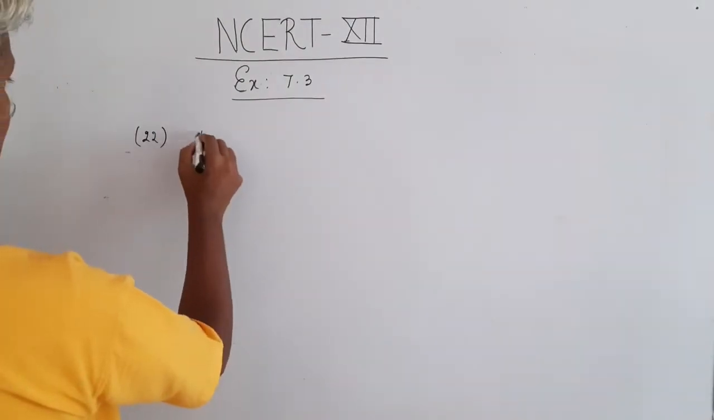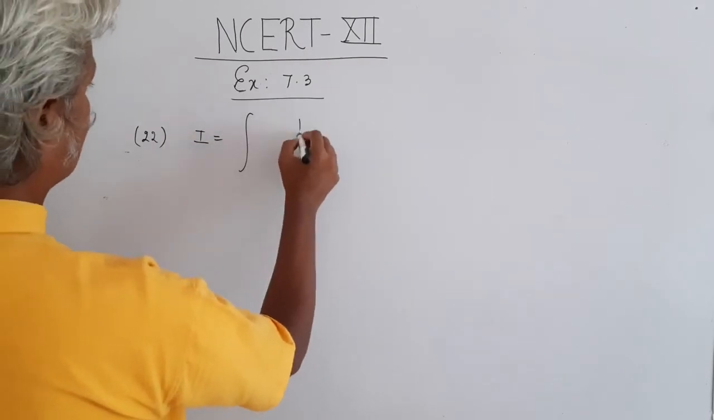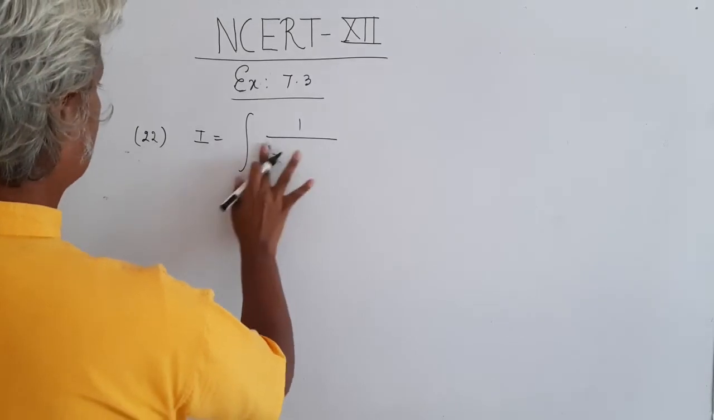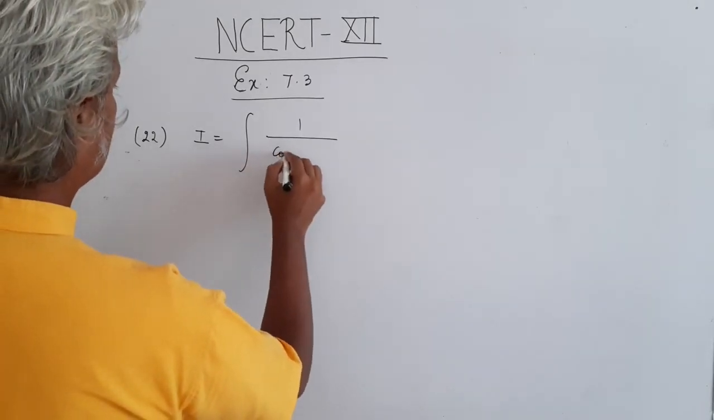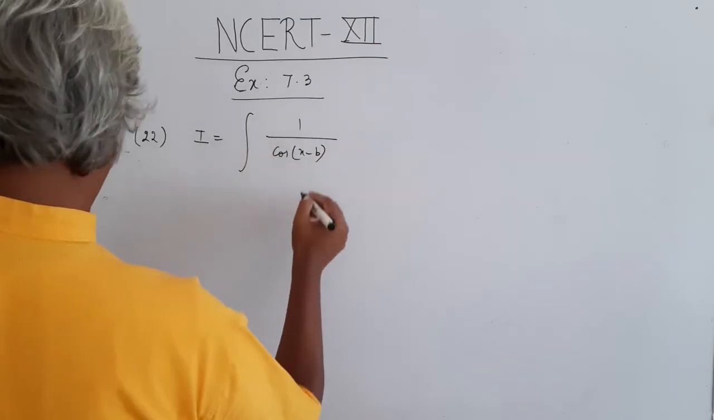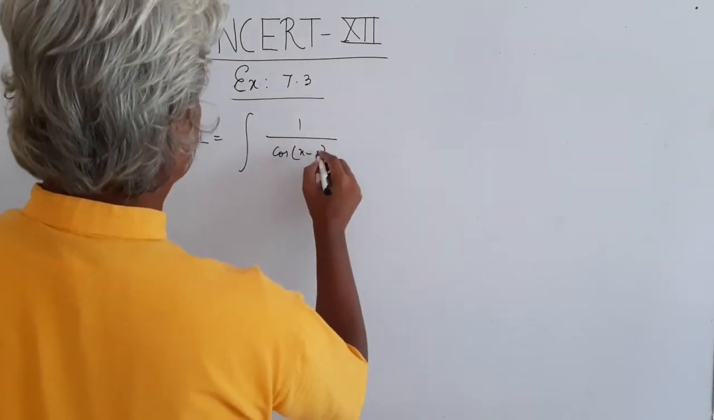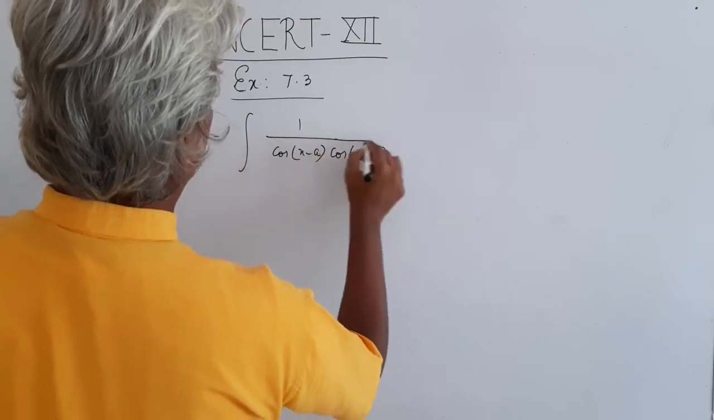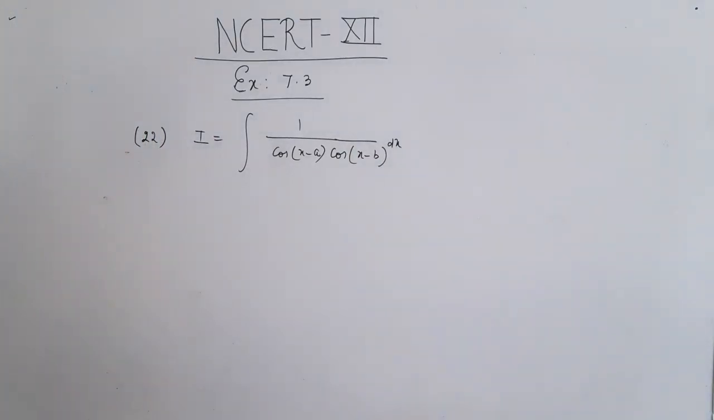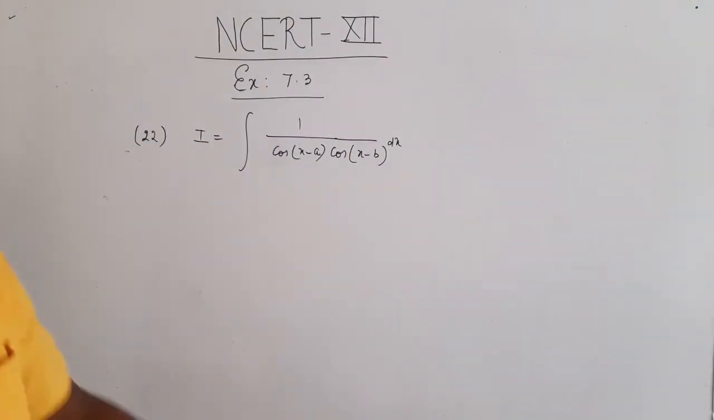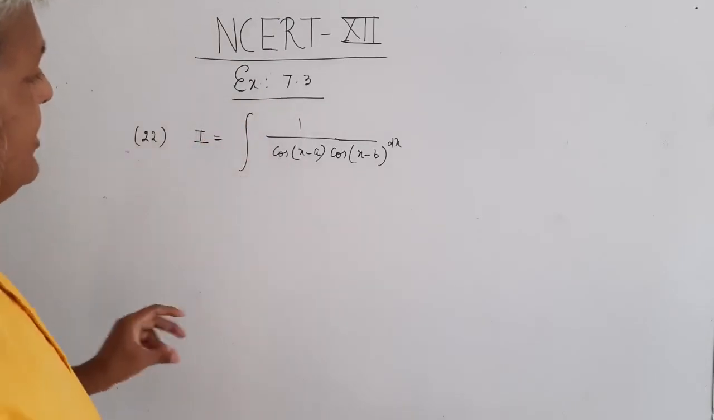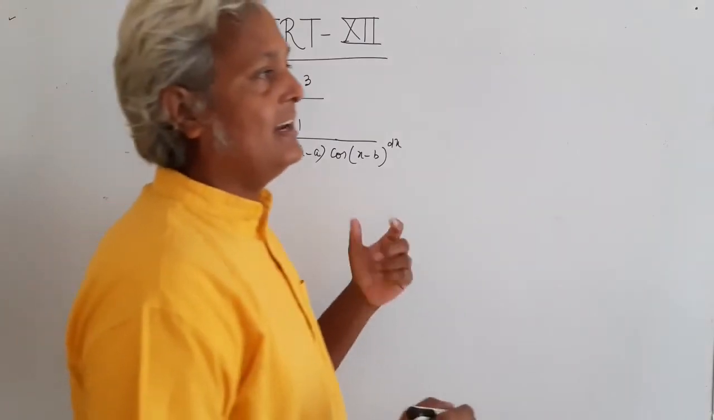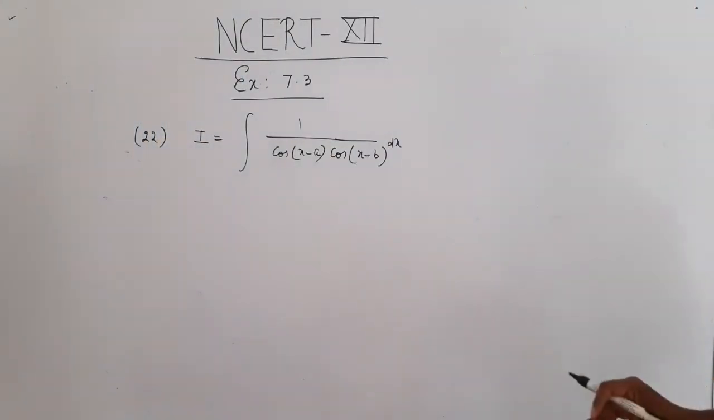Now this question is how to find the integration of 1 over cos (x minus a) cos (x minus b). This is actually a special form, and this question is solved like this, because in the numerator I need to have something so that if I expand it, the sin x and cos x can get cancelled and we can get some considerable form.